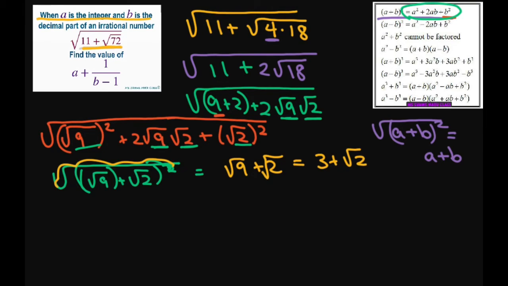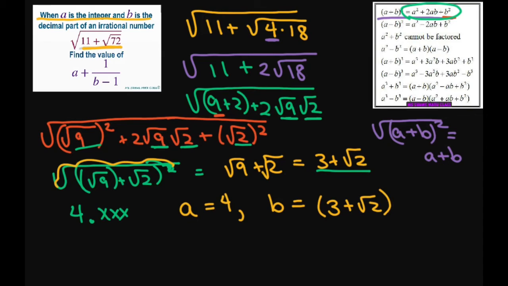Now, let's look at this when a is the integer part and b is the decimal part. So basically, when you put this in the calculator, you're going to get 4 point something. So basically, that means our integer part a is 4. That means my b is going to be this part, 3 plus square root of 2 minus 4. So my b is going to end up being square root of 2 minus 1.